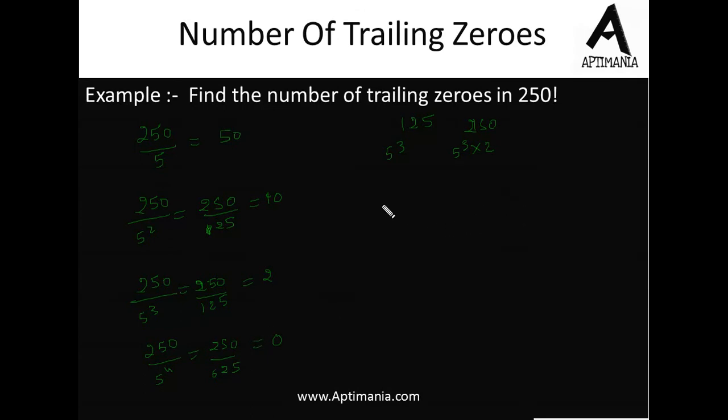So let us calculate the total number of 5s. So we have 50 plus 10 plus 2. So in total we have 62 5s. So we will have 62 pairs of 2 and 5. So the number of trailing zeros at the end of 250 factorial would be 62.